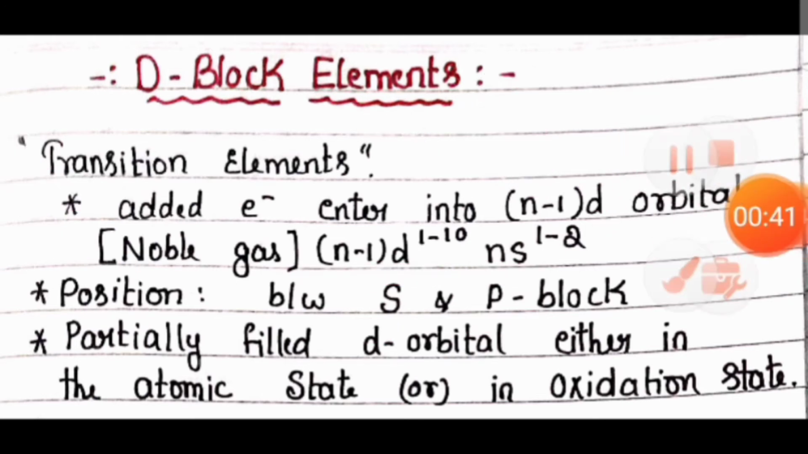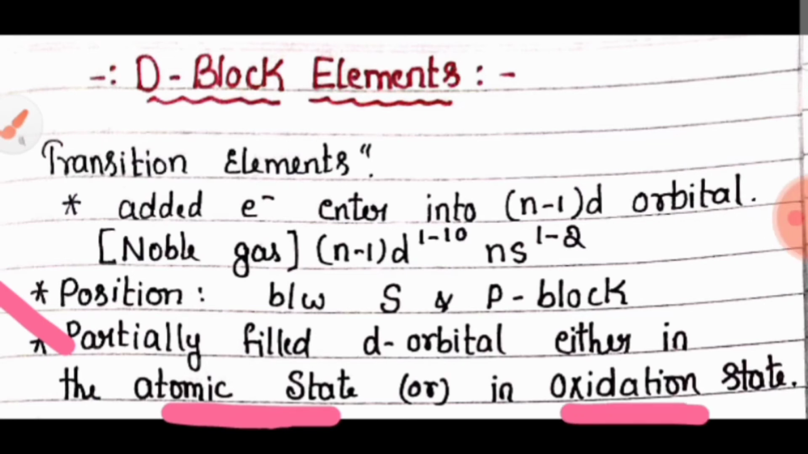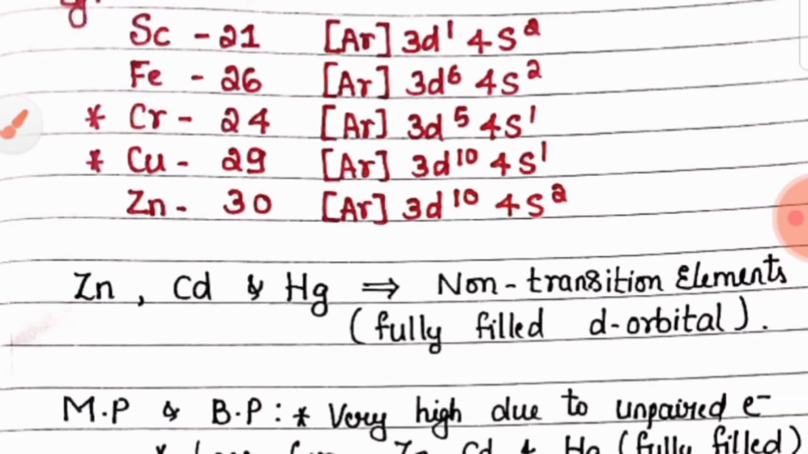And in transition elements, we can find a partially filled d orbital either in the atomic state or in the oxidation state. Only then can we consider them as transition elements, if they have a partially filled d orbital either in the oxidation state or in the atomic state.